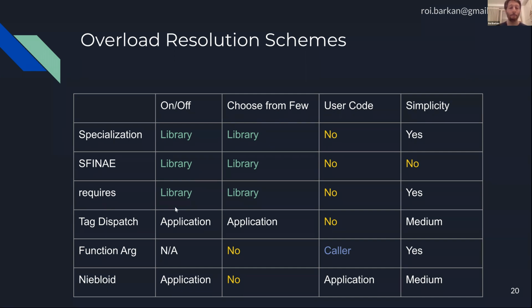Tag dispatch, as we've seen, is a place where it's opt-in by the application. The application chooses whether its types meet the criteria or not. They obviously have to be semantically correct, but if they are, they can do it. The responsibility goes to them, and if they choose to do it correctly, then they get all the benefit.